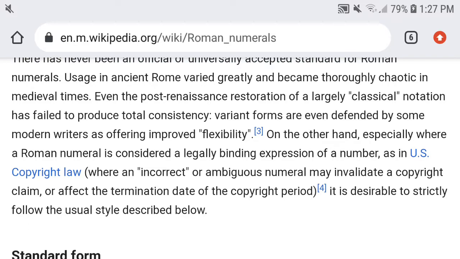Or standardized. Is that a word, standardized? How do I pronounce that again?